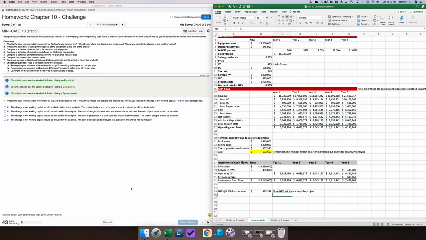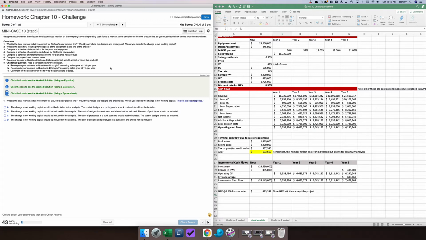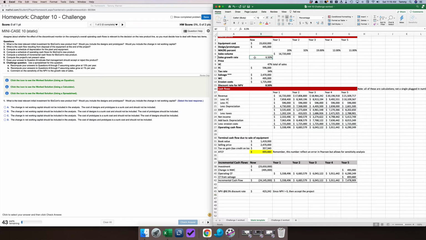But then they go on and say, let's see what happens if we are growing sales at 13% a year. So let's go up here, and it should work if we just change the growth rate to 13% a year. If you watch down here, it should just automatically recalculate. So let's see how that looks. Okay, so at 13%, we've got a $3.7 million net present value. And then what happens if it's only a 1% growth rate? At a 1% growth rate, it gives us a negative $2 million net present value.